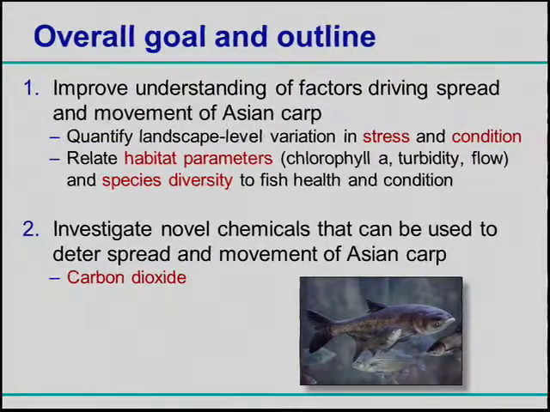And then goal number two is to talk about some of the research we've been doing looking at alternate barriers to stop movements, and we're using carbon dioxide. I'm having some pretty good success with carbon dioxide, and I'm hoping to share some of that with you today. So it's basically figuring out why are they moving, where are they moving, and how can we stop them. That's the way we're looking at this.